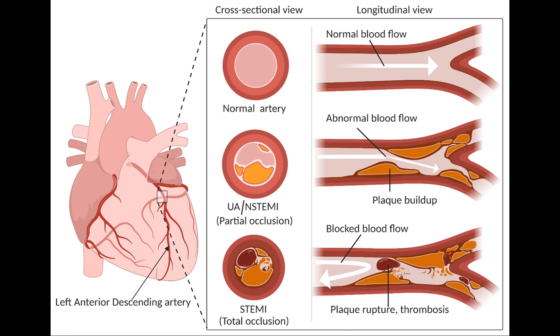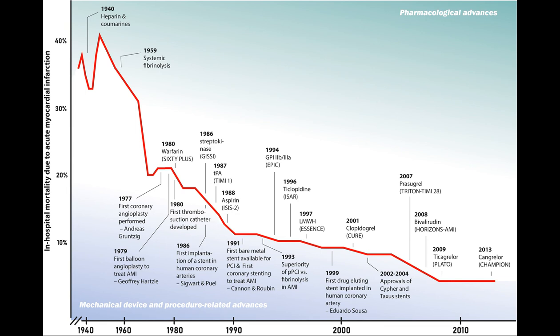Prompt differentiation is crucial, as MI often requires immediate intervention, including revascularization and anticoagulant therapy, while treatment for UA may focus on symptom relief and stabilization with medications and lifestyle adjustments. Response to nitroglycerin: may not relieve pain versus often alleviates pain. Myocardial infarction, MI, commonly known as a heart attack, and unstable angina are two critical conditions that fall under the umbrella of acute coronary syndromes.